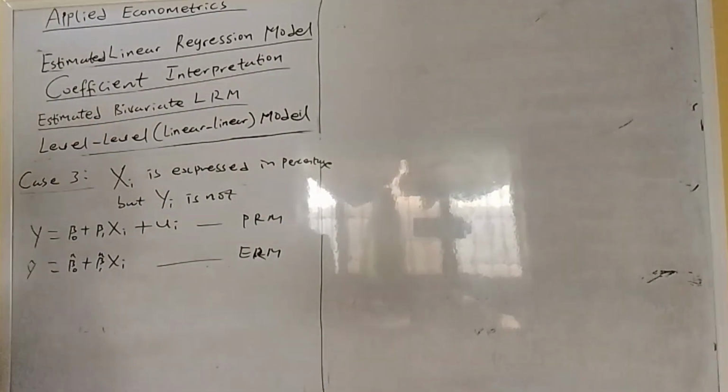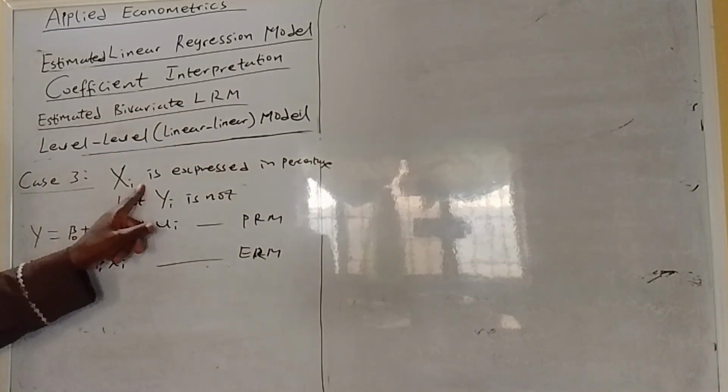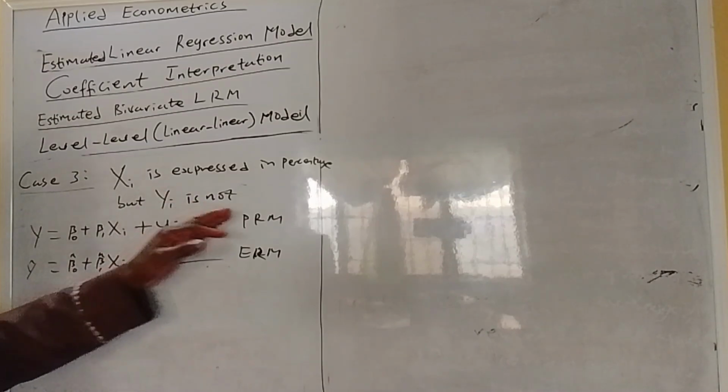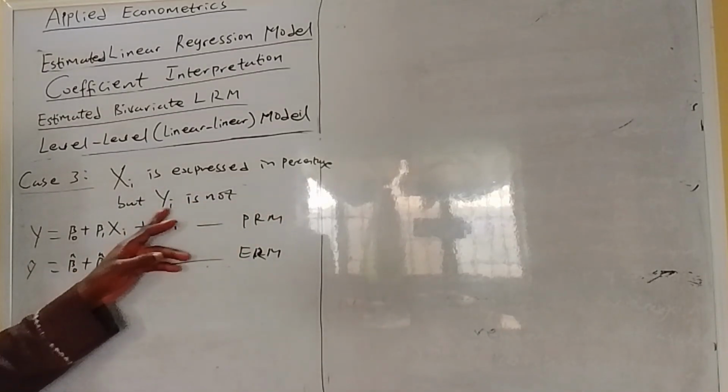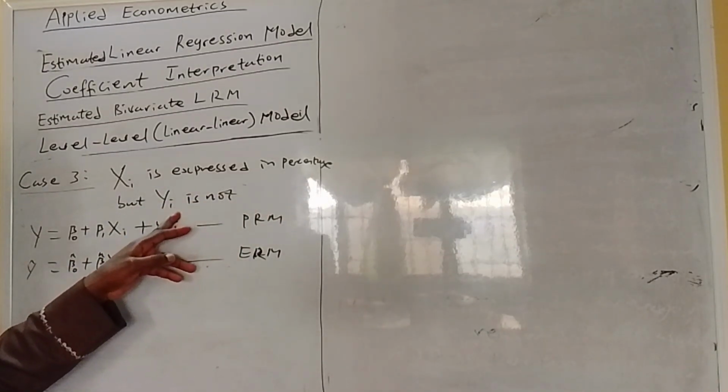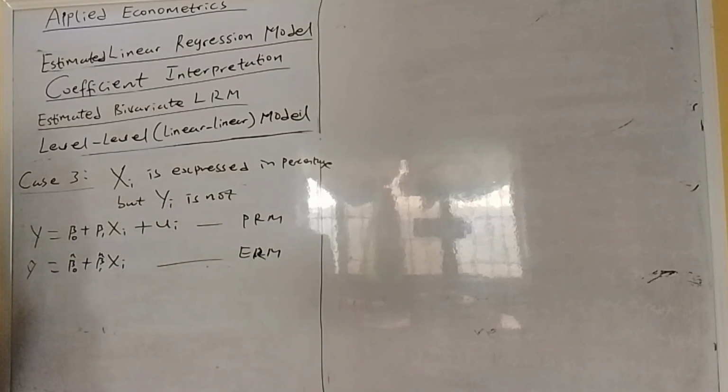Welcome back to Applied Economics class. So we are still dealing with interpretation of level model. We are on case 3 where the independent variable is expressed in percentage, but the dependent variable is not.